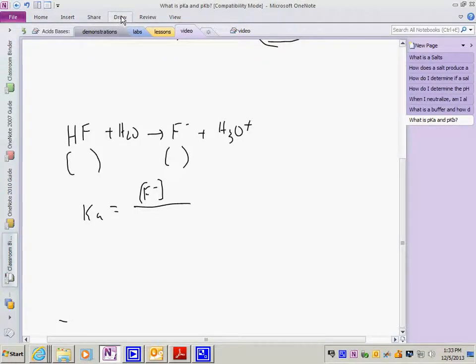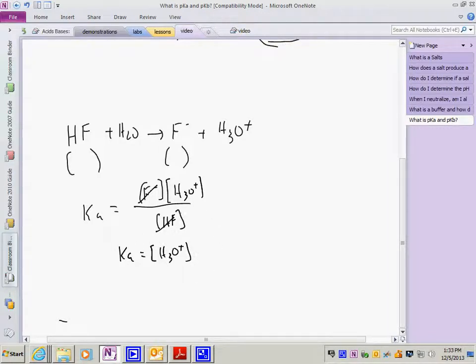You'll find that F negative, we have H3O plus ions. Let me grab this here. Interrupted there for a second. And H3O plus ions, and then HF concentration. If these are the same, they cancel, and your Ka will equal your H3O plus ion concentration. That's a shortcut you should know.